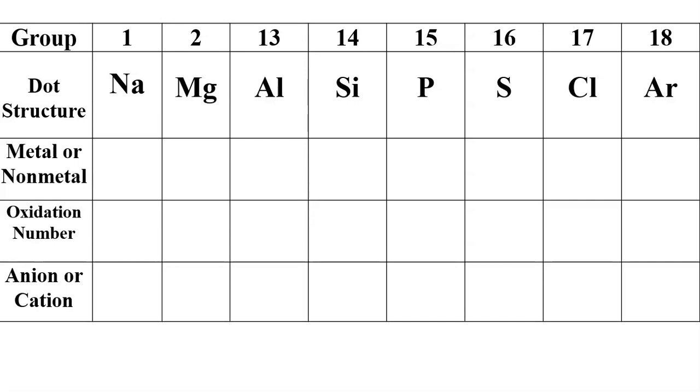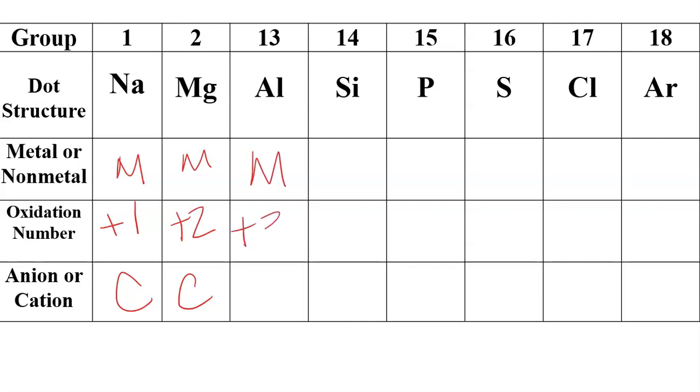Up next, we're going to characterize these elements. So group 1, we have sodium. It has an oxidation number of +1, and it is a cation. Okay? Is it a metal or not a metal? We're going to say it's a metal. Magnesium is also a metal. Its oxidation number is +2, and it is a cation. Aluminum is a metal. Its oxidation number is +3, and it is also a cation.